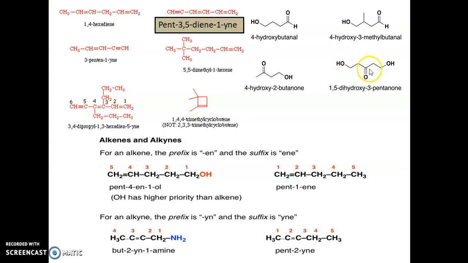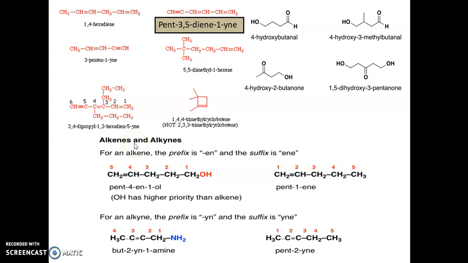So 1, 2, 3, 4, 5. What are the positions of the second priority group? Carbon number 1 and carbon number 5. So 1,5-dihydroxy. How many carbon atoms? 5 carbon atoms, so pent, and this ketone is in the 3 position, carbon number 3. So pent-3-one, or you can write it as 3-pentanone. 1,5-dihydroxy-3-pentanone. Clear?